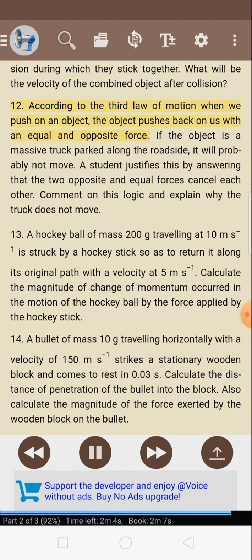12. According to the third law of motion, when we push on an object, the object pushes back on us with an equal and opposite force. If the object is a massive truck parked along the roadside, it will probably not move. A student justifies this by answering that the two opposite and equal forces cancel each other. Comment on this logic and explain why the truck does not move.